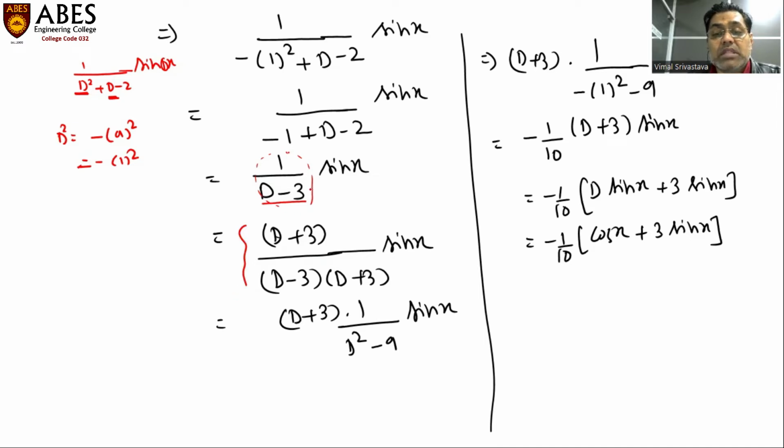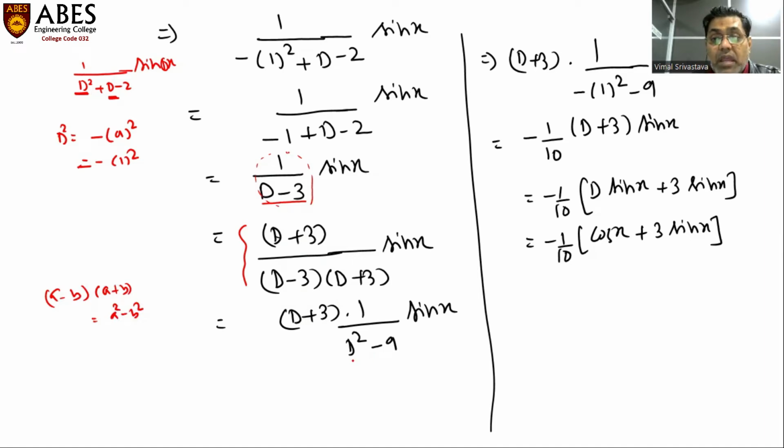Whenever you get this type of term, you have to remember that we have to rationalize it. Once we rationalize it, we get (D + 3) into (D − 3)(D + 3). That means 1 upon D² − 9. That is a² − b², that means (a + b)(a − b) = a² − b². So this is D² − 9.